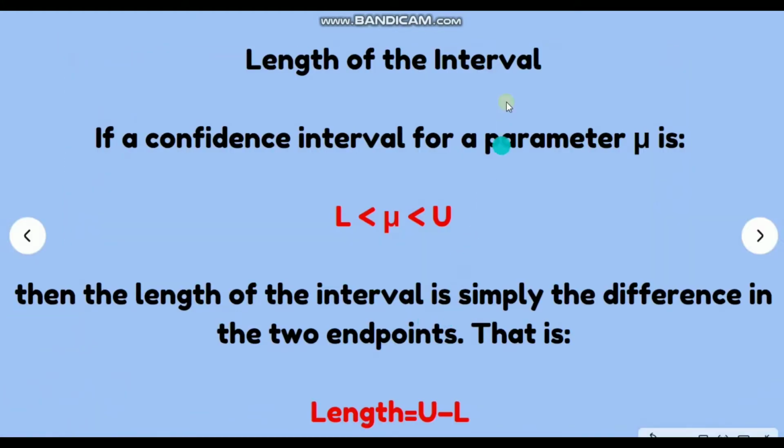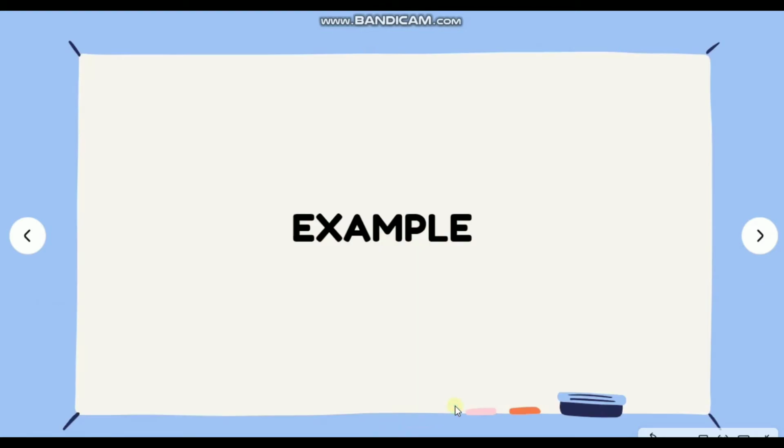Length of the interval. If a confidence interval for a population mean parameter is given, then the length of the interval is simply the difference in the two endpoints, that is, length is equal to upper limit minus lower limit. To understand it more clearly, here is an example.